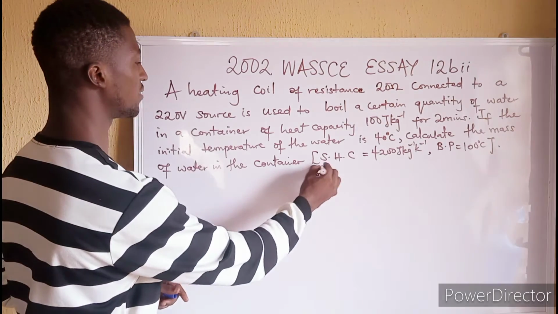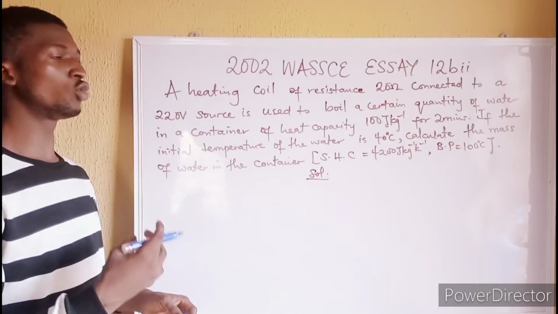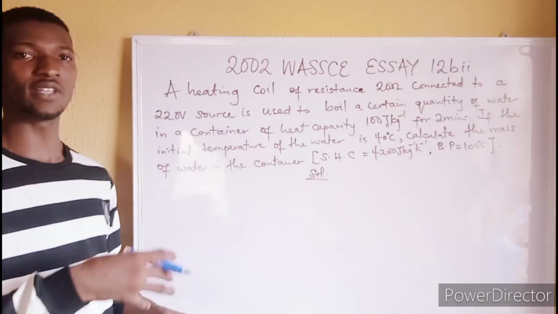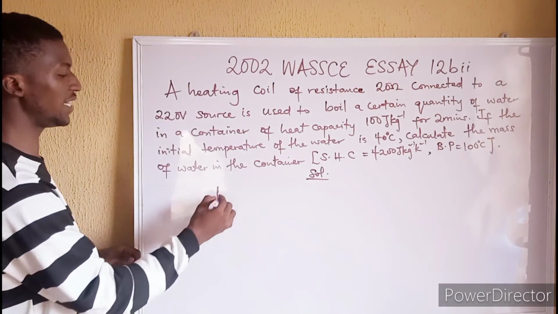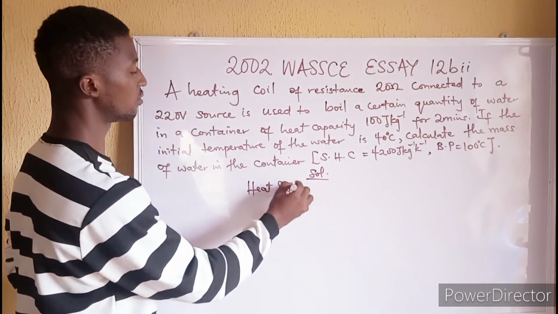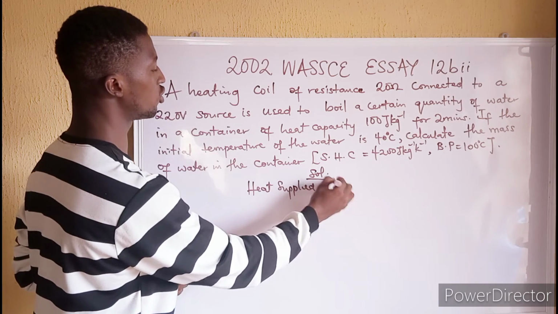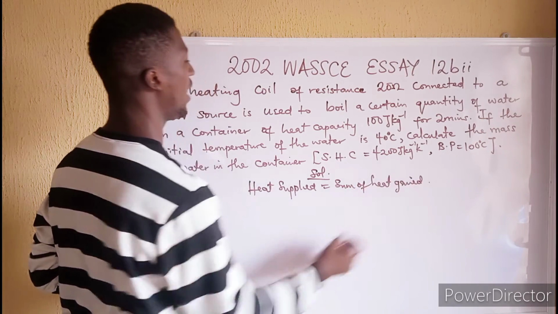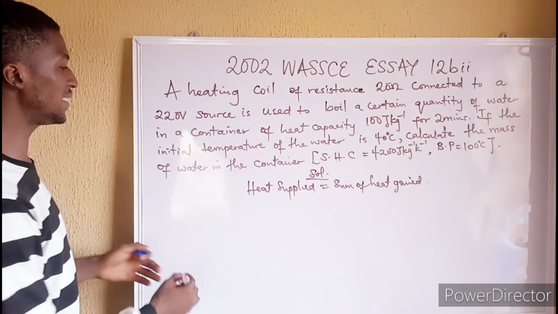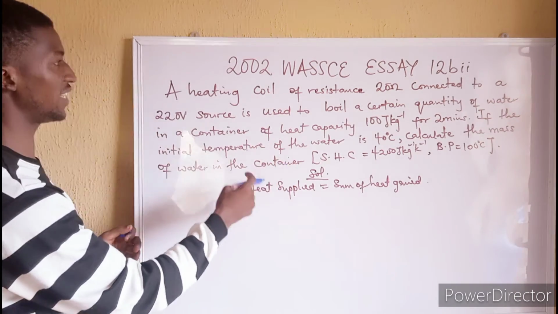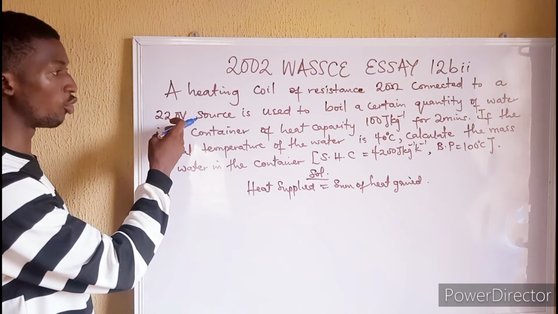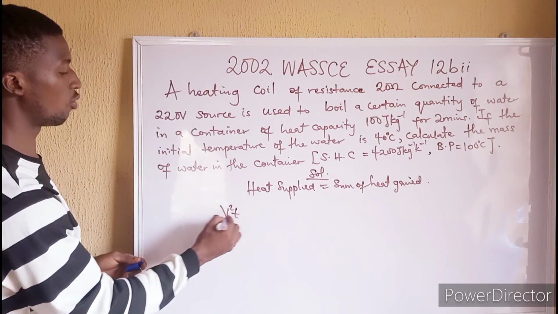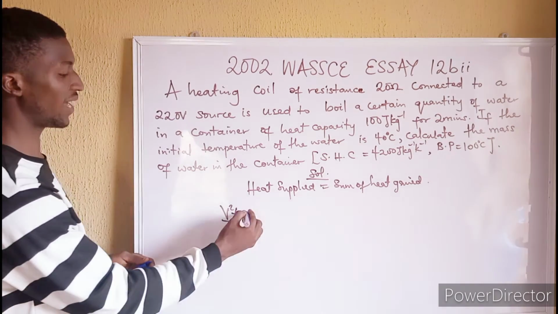In this case now we have it that the electrical energy is supplied to water and even to the container because we're given the heat capacity of the container. So in this case we say that heat supplied is equal to sum of heat gained. And from what we have denoted here, we realize that the energy supplied is the electrical energy, in which we're given the resistance, we're given the voltage, and we are as well given the time. And that is V squared T over R as the electrical energy.